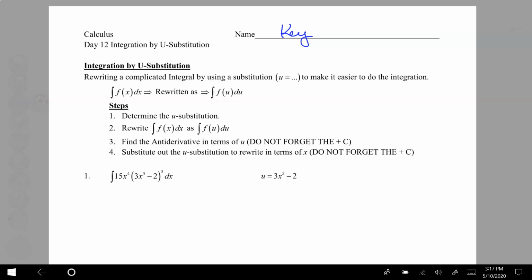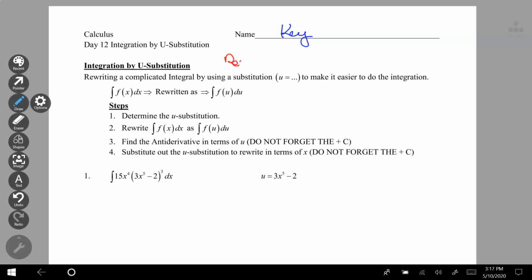I'm just going to call this day 12. It's integration by U-substitution. So we've done a lot of antiderivatives and integrals lately. This is the next step. It's kind of doing the reverse of chain rule.